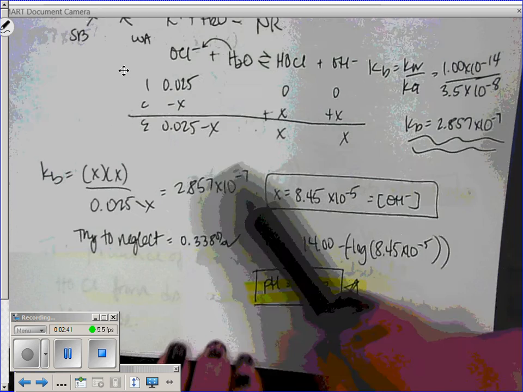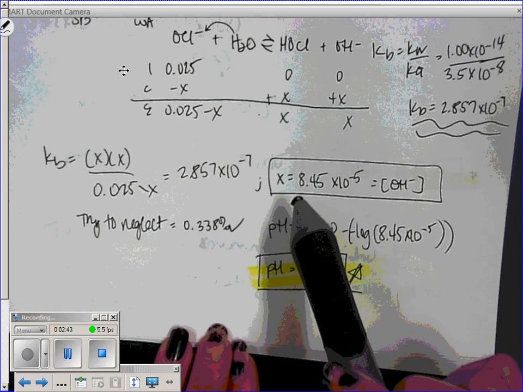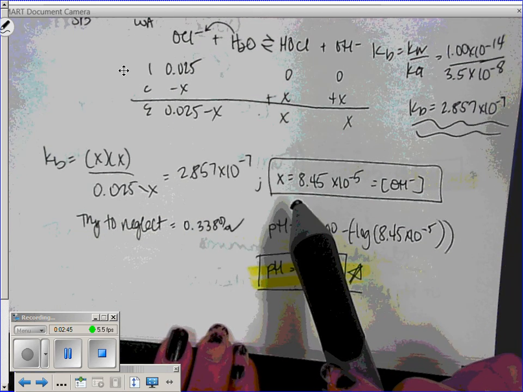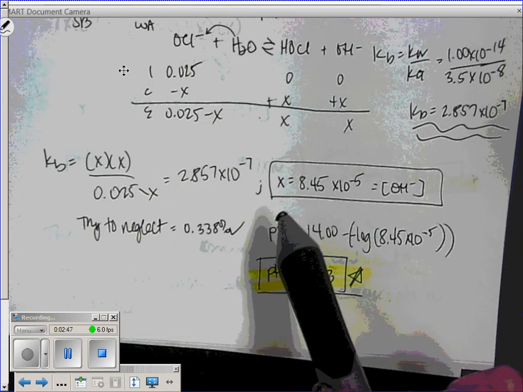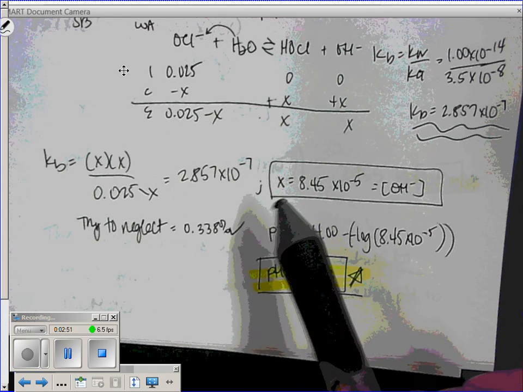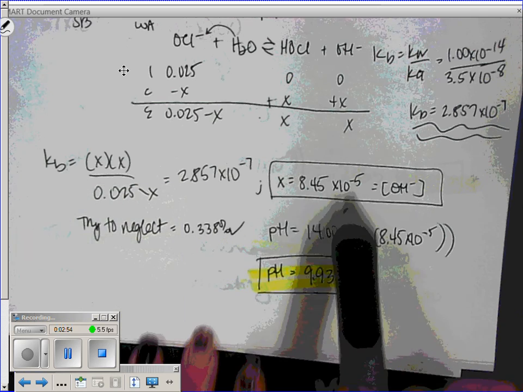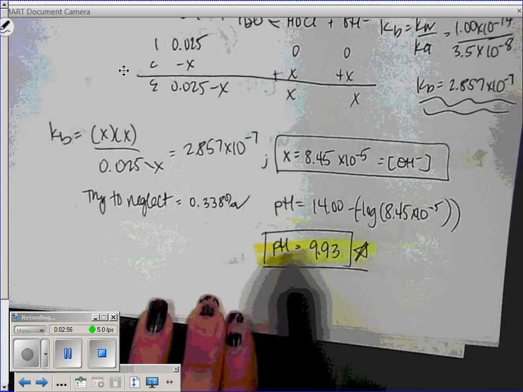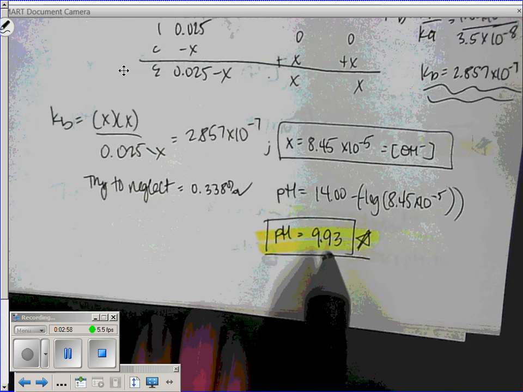Set up your ICE box, solve for X. This X is not hydronium. This X is hydroxide. Who saw that was hydroxide? Awesome. Okay, because sometimes you get in the groove and you're just going, but you do need to reflect back to your ICE box. You see it's hydroxide. You do 14 minus the negative log of hydroxide, and you get 9.93.